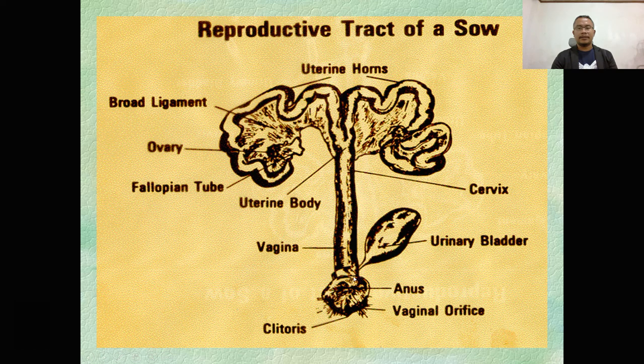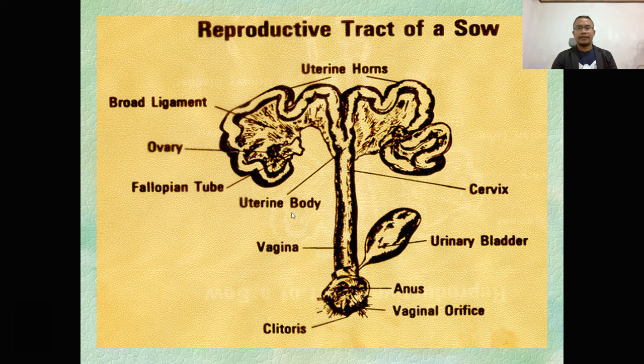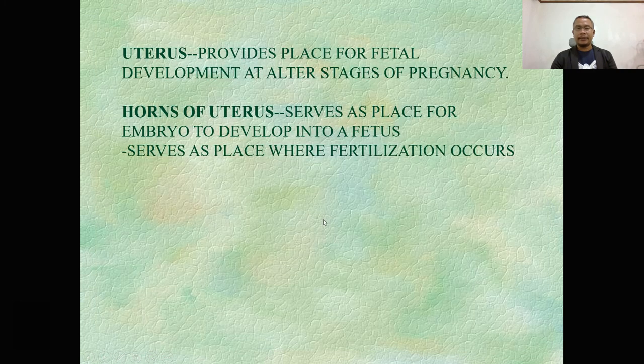We have the vulva or the vaginal orifice. We have the vagina. We have the cervix here. We have the uterus. We have the ovary. We have the fallopian tube and the uterine horns. Okay, this is a very simple illustration, but it has a capacity of bearing 14 piglets during pregnancy period. And only the uterus has the capacity of expanding 300 times its normal size, especially during pregnancy.